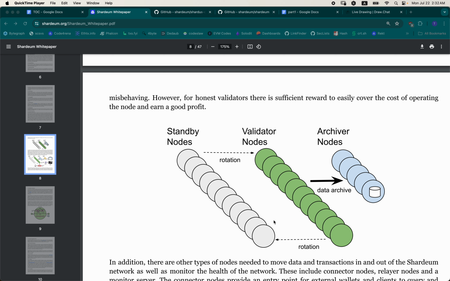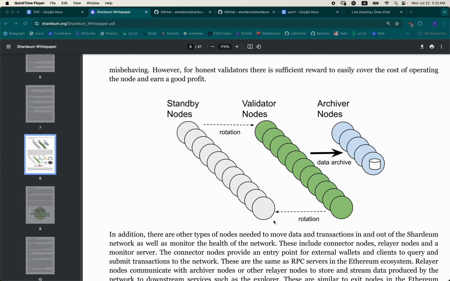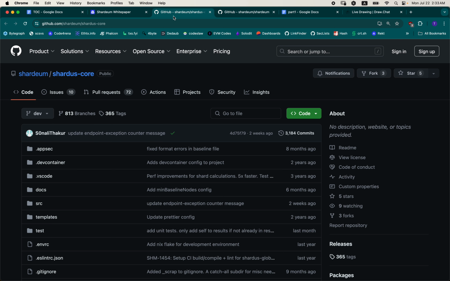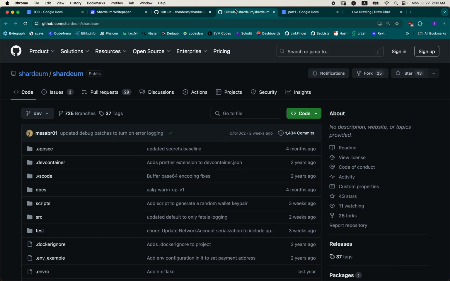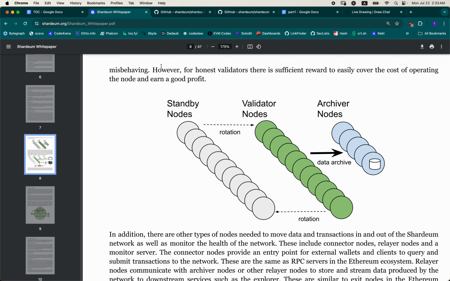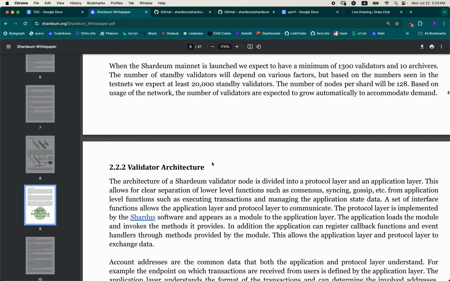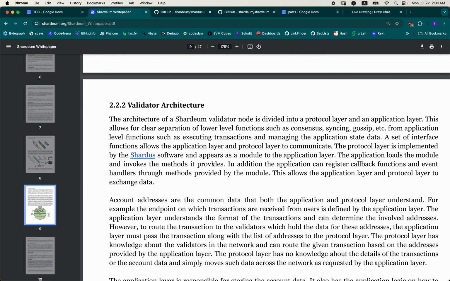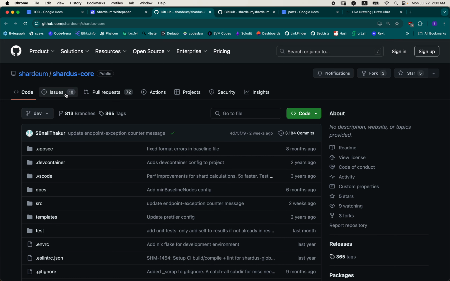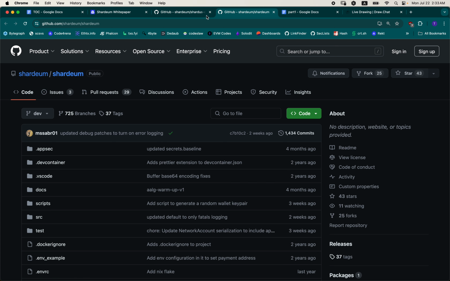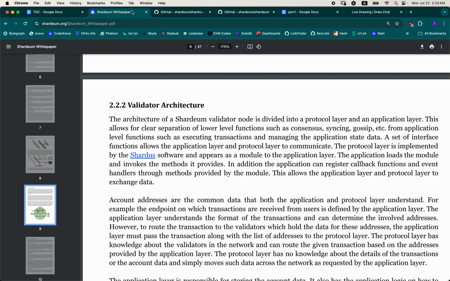At the same time, if we focus on a validator node, the code base related to the validator nodes is split into two repos. The first repo is Shardeum's core, and the second repo is Shardeum. So why is it done this way? According to the white paper, the Shardeum validator node is divided into a protocol layer and an application layer. Shardeum's core is the protocol layer, and Shardeum is the application layer.